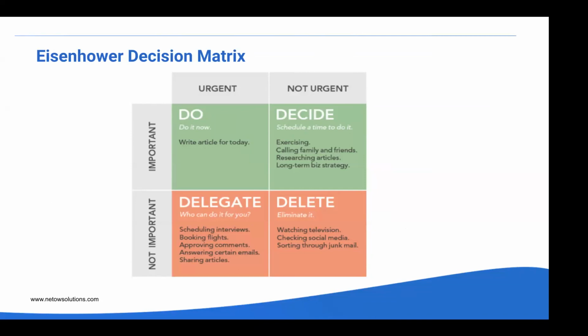Now, if it's a task that is urgent but not important, it means that you can actually get someone else to do it for you. You can delegate the task. You can find someone in your team or a subordinate to do the task for you, or under your guidance and your supervision. So you can share articles, you can share notes on how to get the task done because it's urgent but not important.